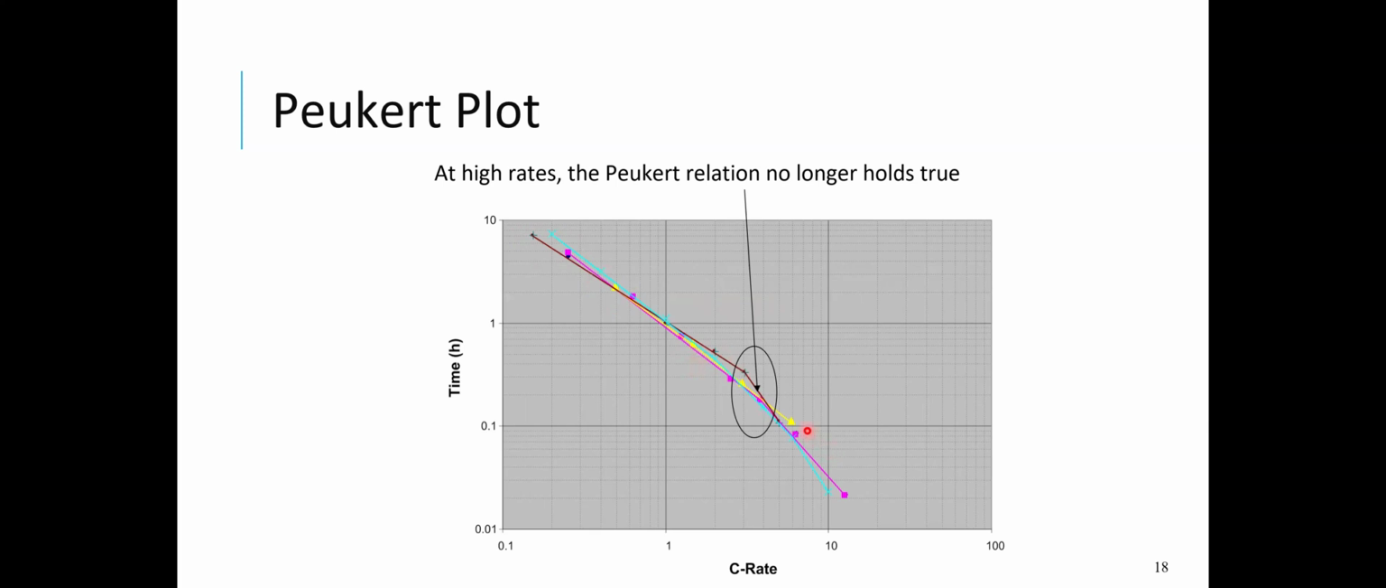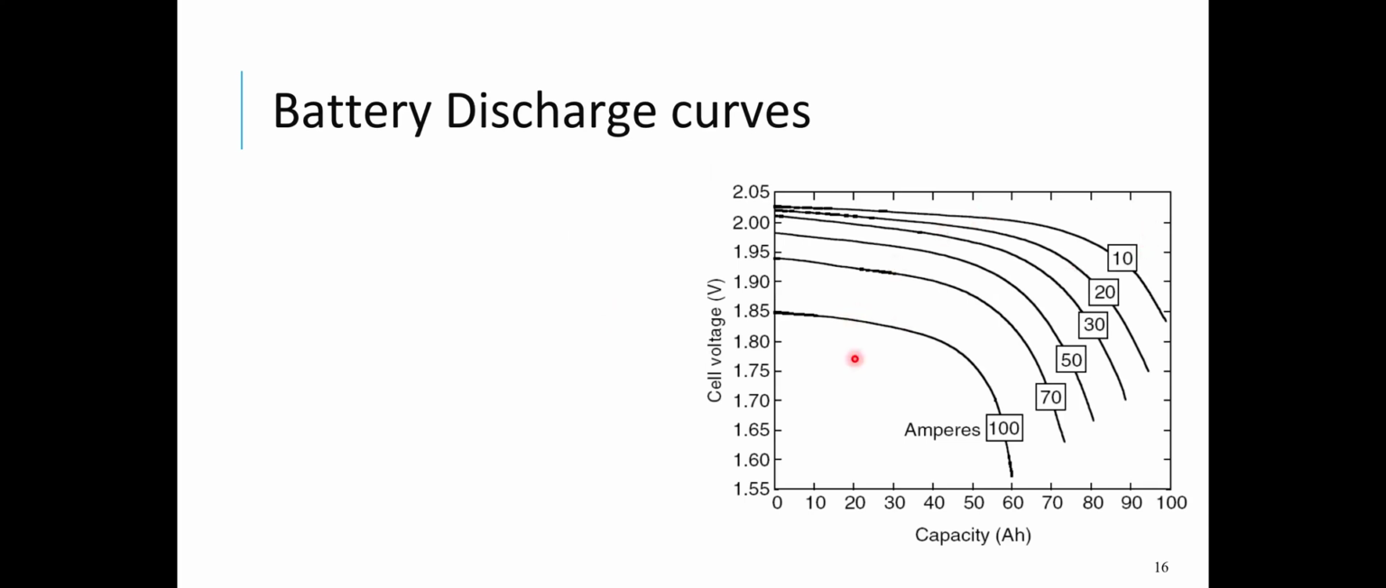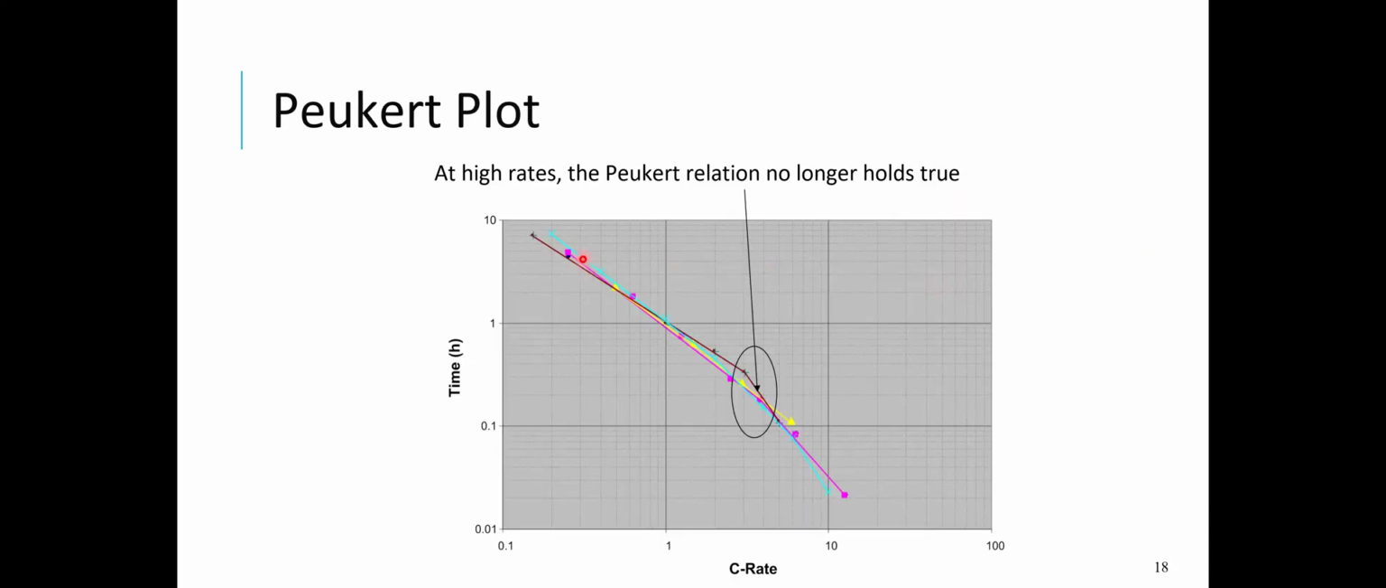What's interesting is this Peukert equation stops being exactly true. We stray away from a straight line at very high discharge rates. But this is a very neat and simple way to represent the relationship between battery capacity and rate of discharge. So a neat way to take this complex plot and represent it with a single linear line on a log-log plot.